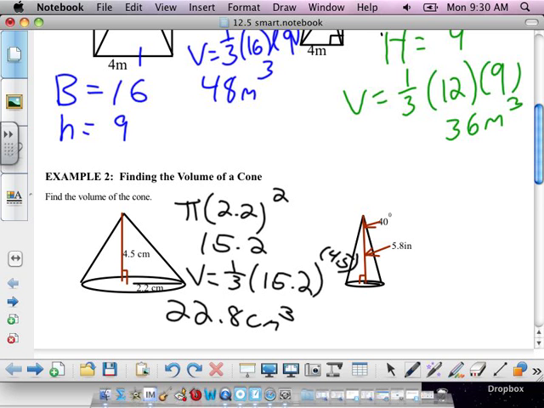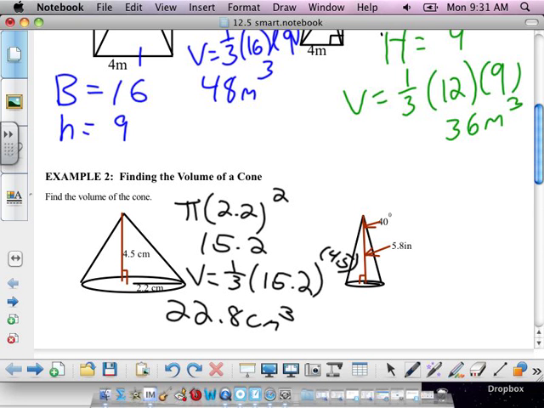All right, I have a question. Why do we think it's 1/3? Because it's volume, we're going to have to times it by something. If I took a cylinder, does anybody remember the volume of the cylinder? Pi r squared times height.